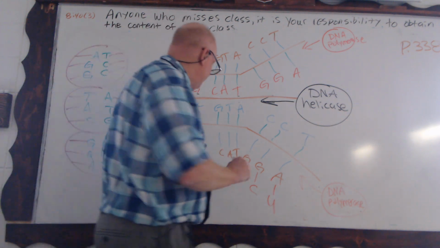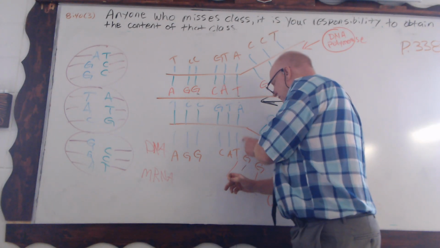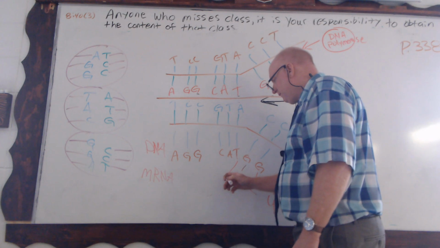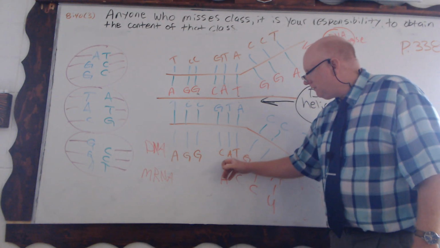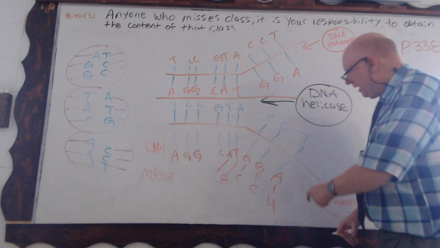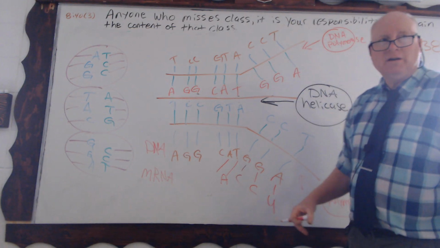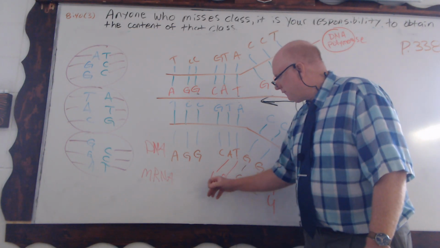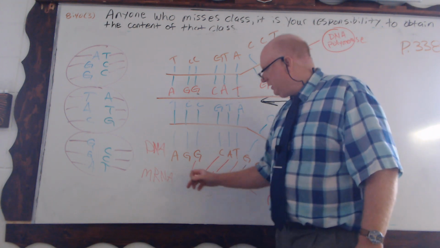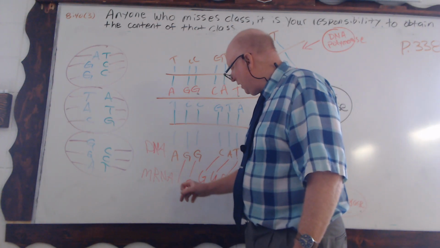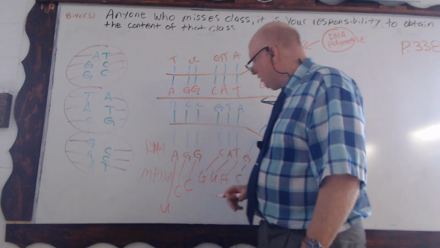Now what bonds to thymine? Adenine. What bonds to adenine? What bonded to this adenine? U, or uracil. What bonds to cytosine? Guanine. What bonds to guanine? Cytosine. What bonds to guanine? What bonds to adenine? Uracil.